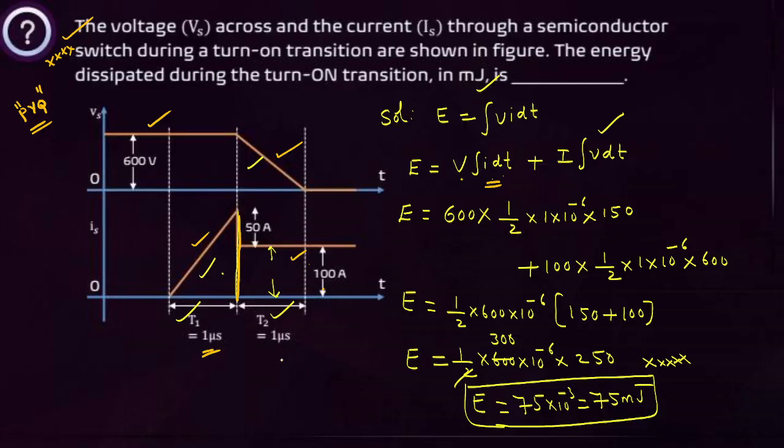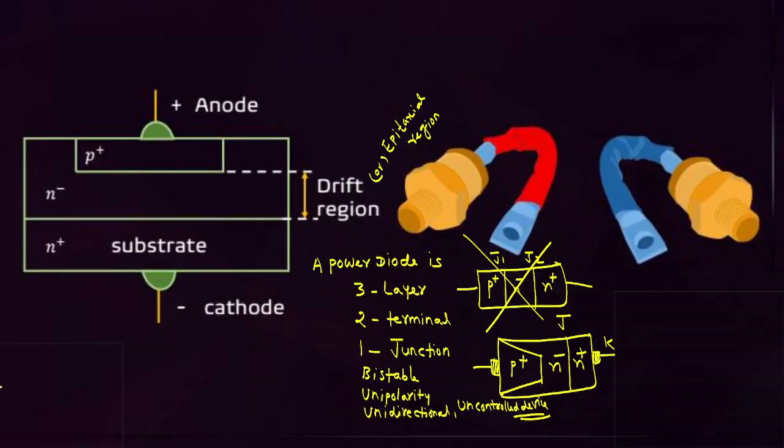Plus during T2 time, the next 1 microsecond, current is constant. How much current is constant? Only 100 ampere amplitude. Then voltage is changing. Area under this voltage curve, half into B into H. You have to calculate and simplify this. We can get 75 millijoules. This is about the concept of how to calculate the switching loss.